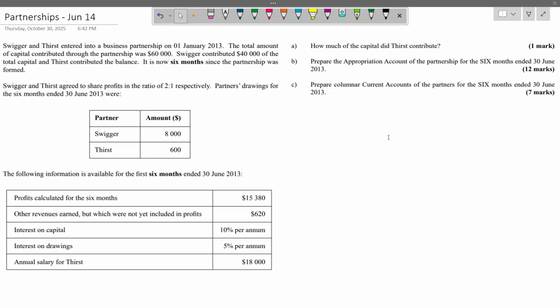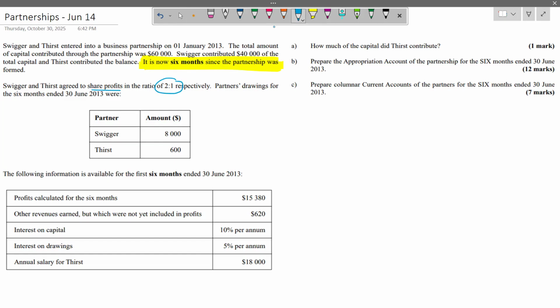Now, this is an important thing they say in here: 6 months. So we need to think about this when we're doing certain calculations. I'm just highlighting this in yellow so we don't forget. Swigger and TUS agreed to share profits in a ratio of 2-1. Right, profits in a ratio of 2-1.